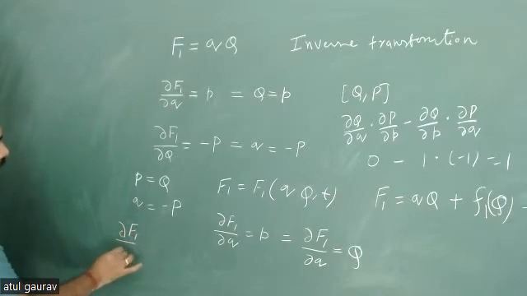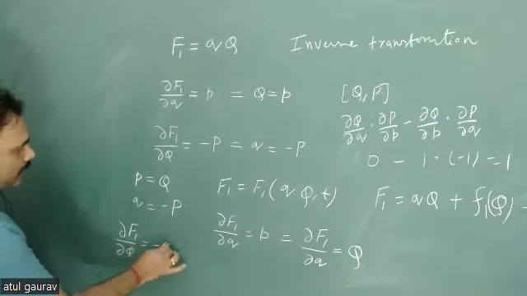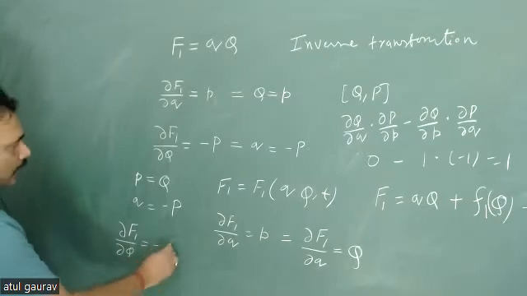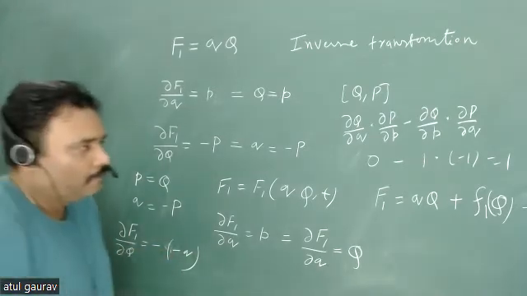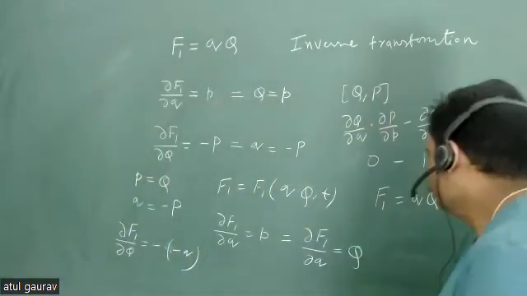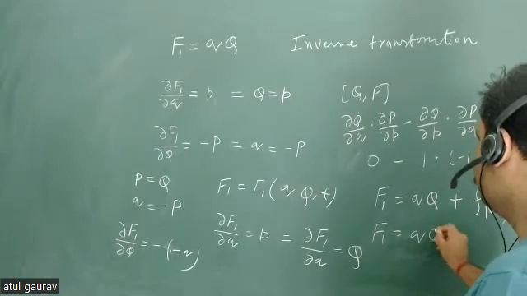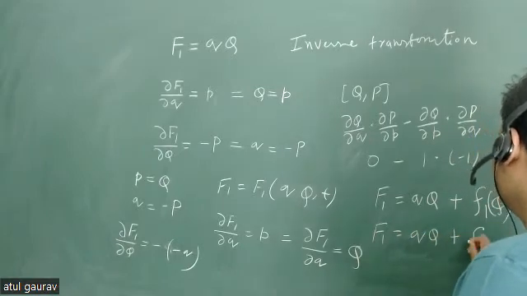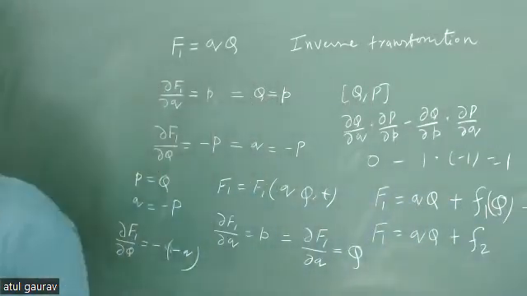So del F1 upon del Q is equal to minus P, and this P can be written as minus Q. Look at this, be very careful. Now again we are going to integrate it. When we integrate, my F1 will be again q times capital Q, plus an integration constant. Now this time what will that integration constant be a function of?